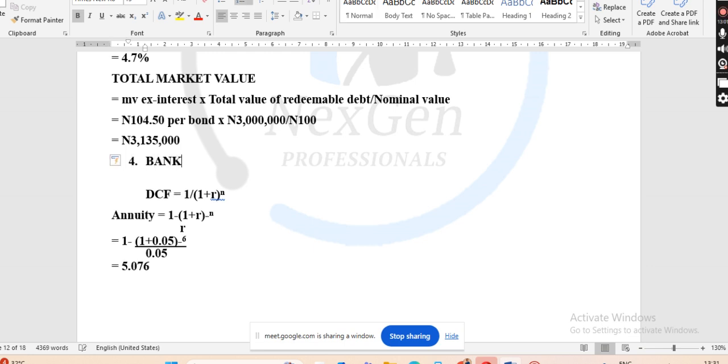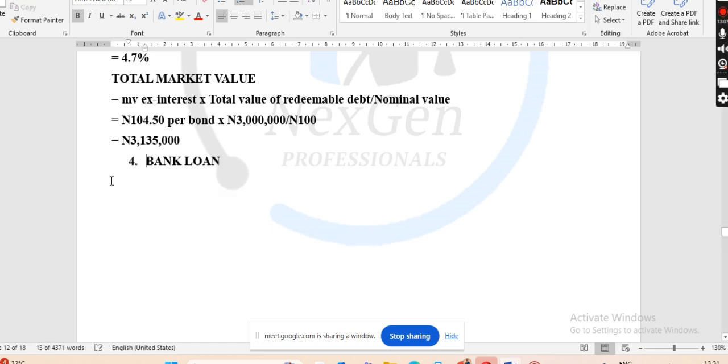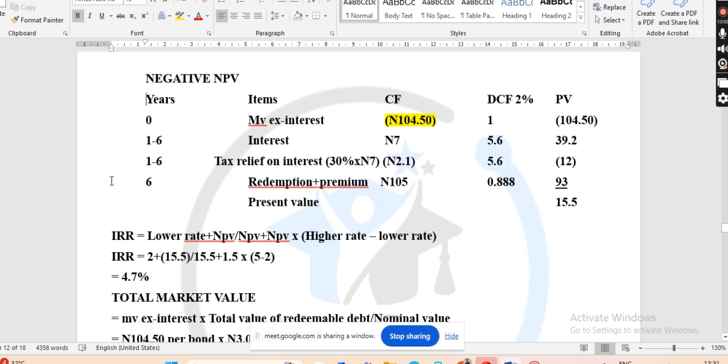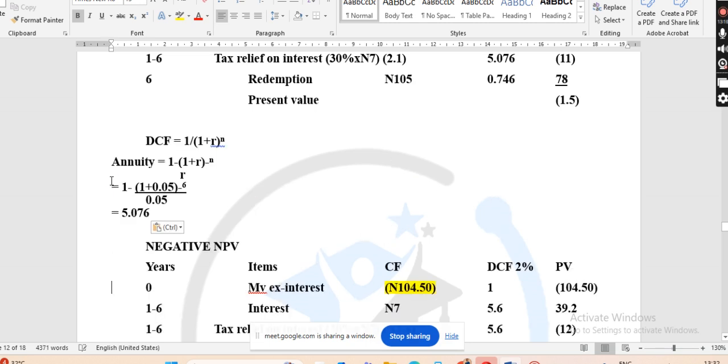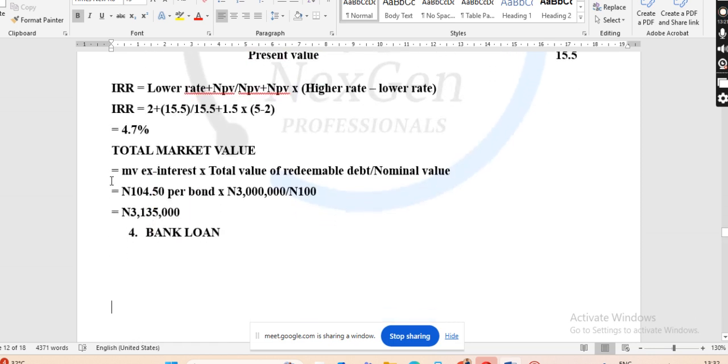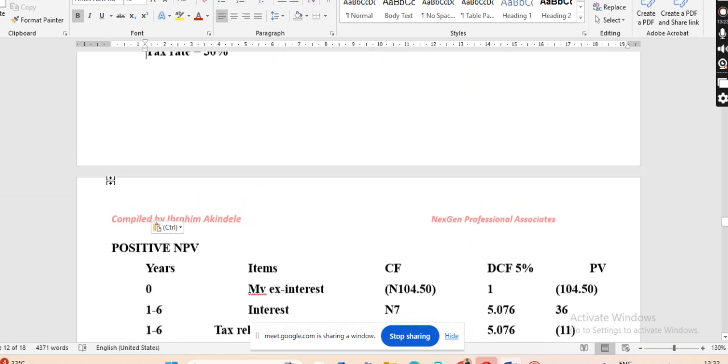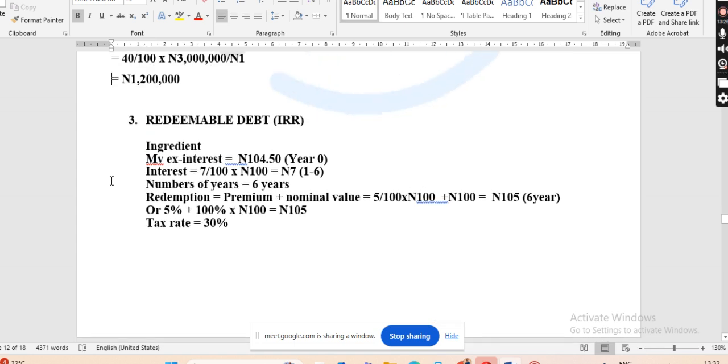So I think this is the 4th one. Bank loan, right? Okay, let me push this up. Sorry, coming. Let me just push it here. I think this is the 4th one, right? Let me check. Okay, 4th, yeah.